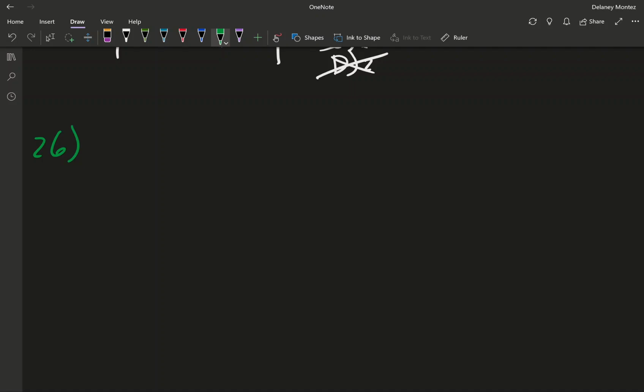So 26 says if you are in the xy plane, the graph of the function g is the image of the graph of the function f after translating 1.5 units to the right, right? So which of the following defines g of x? So let's just do a quick refresher in case we don't remember translating functions.